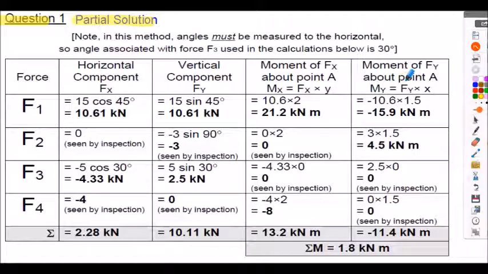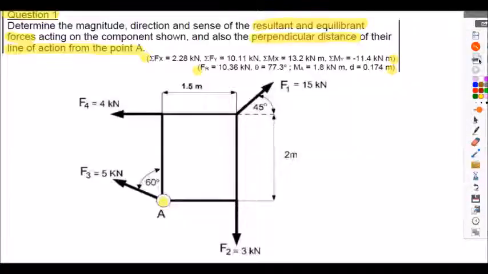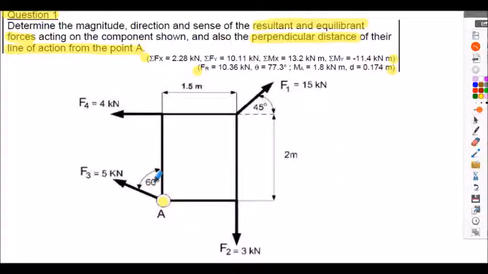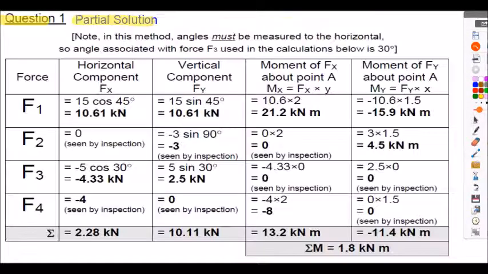Just be careful with the angles used, because in the diagram F3 shows the angle of 60 degrees, but that's to the vertical. So in the calculations for F3, notice I've used the angle of 30 degrees because that's to the horizontal. So be very careful you use appropriate angles in your calculations. But hopefully the rest of the table you're able to generate.